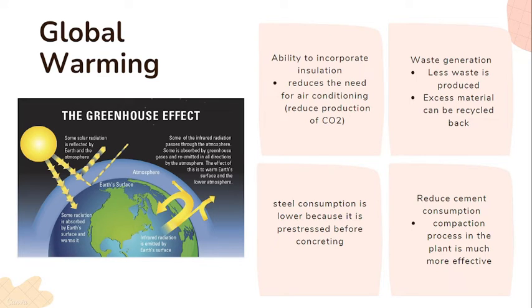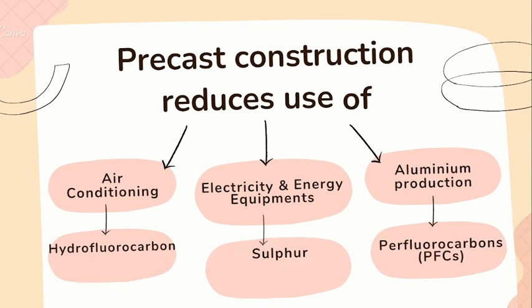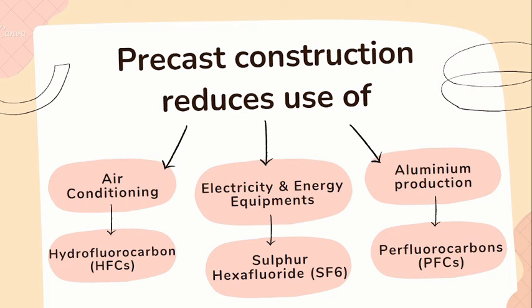Precast concrete can reduce the need for air conditioning due to its ability to incorporate insulation, hence reducing production of carbon dioxide. The need to dispose waste is also lessened as less waste is produced and excess material can be recycled. Steel consumption is lower because it is pre-stressed before concreting, and cement compaction is reduced as compaction process in the plant is much more effective. Precast construction reduces use of air conditioning, which is a producer of hydrofluorocarbon, reduces the use of electricity and energy equipment which contributes to sulfur hexafluoride, as well as reduces aluminium production which contributes to perfluorocarbons.